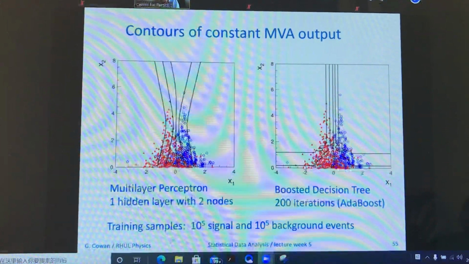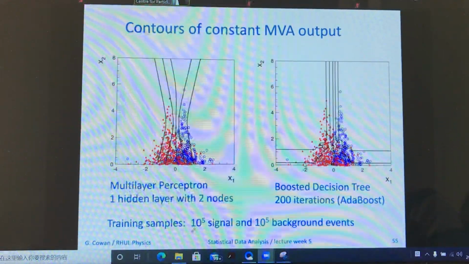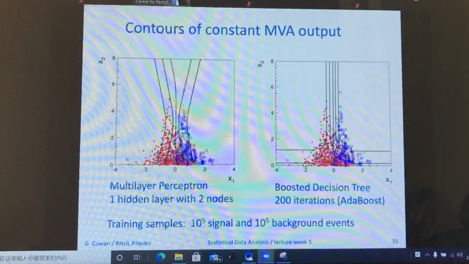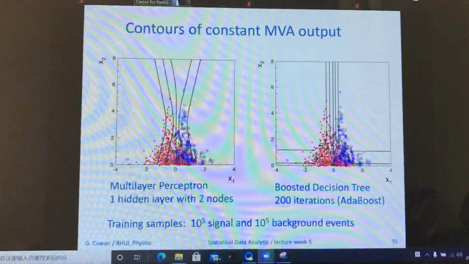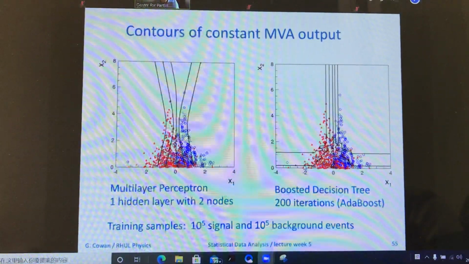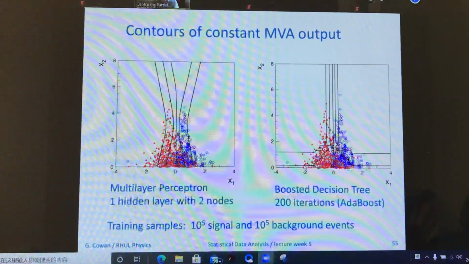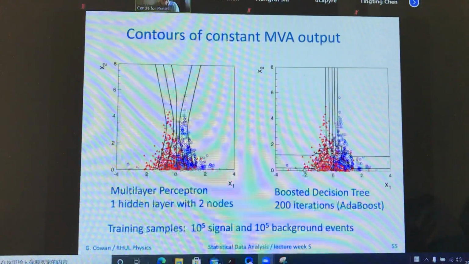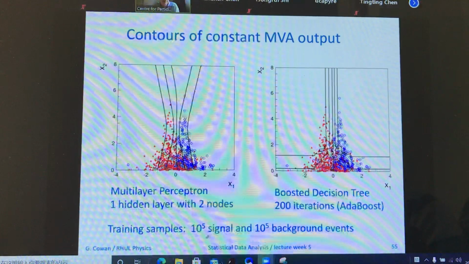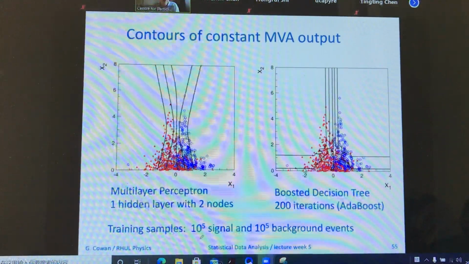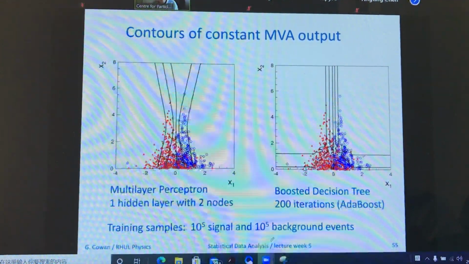That was using a larger number of training events than is indicated here on the plot. The plot probably only has, I forget, a few hundred or 100 points for each. The training samples that I used for these classifiers were based on 100,000 events of each type.